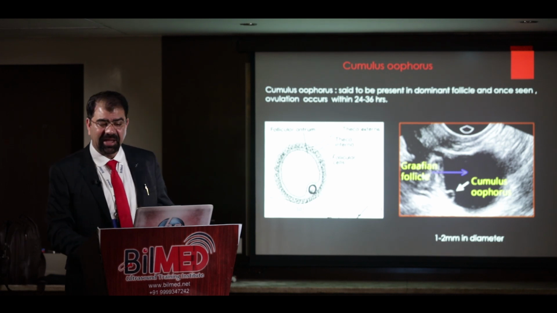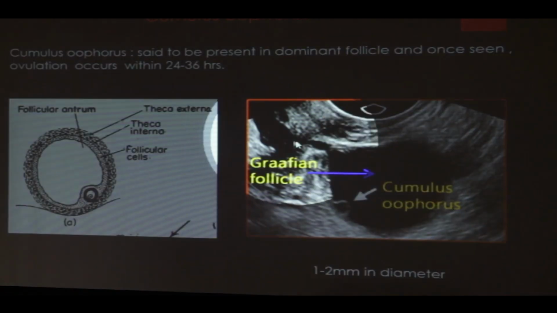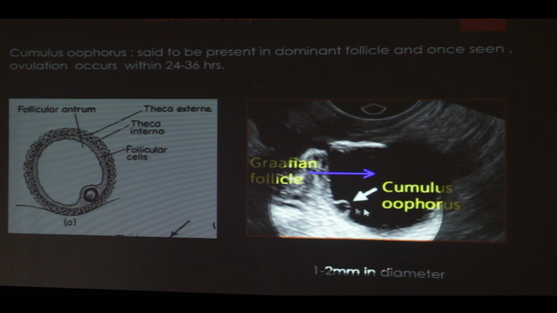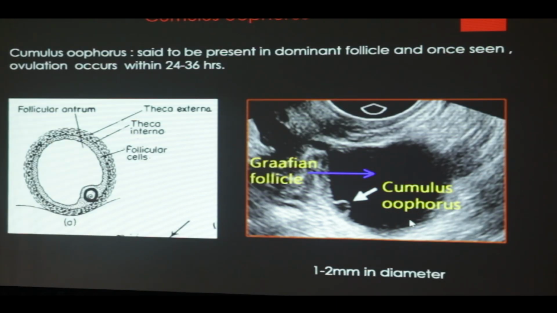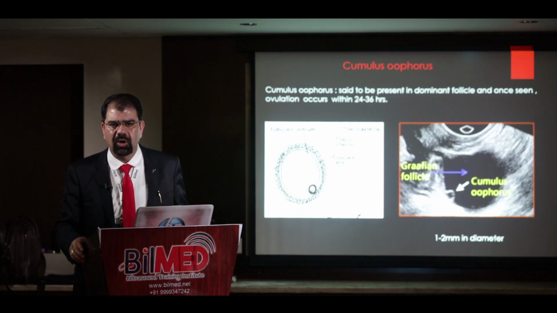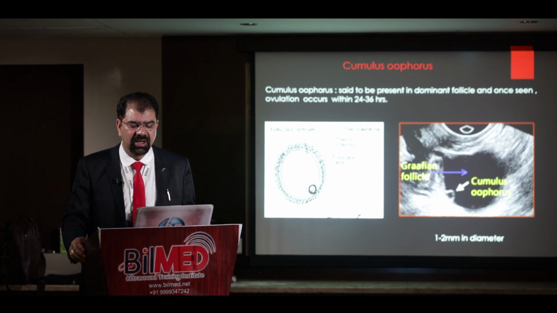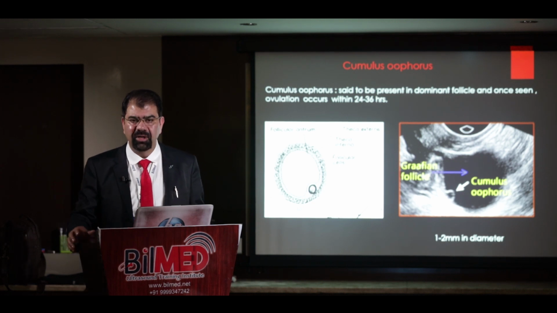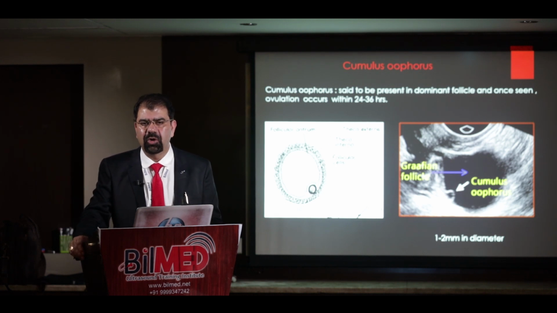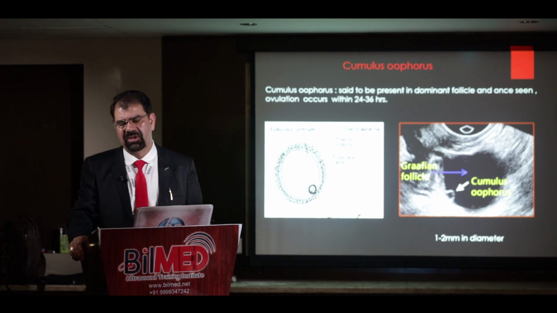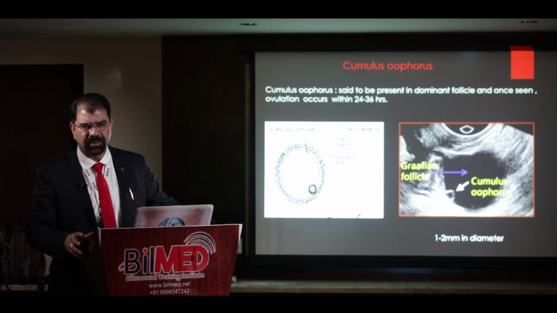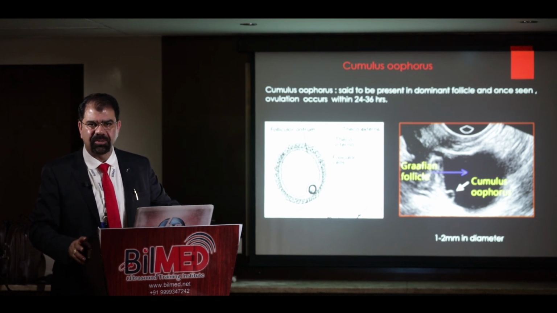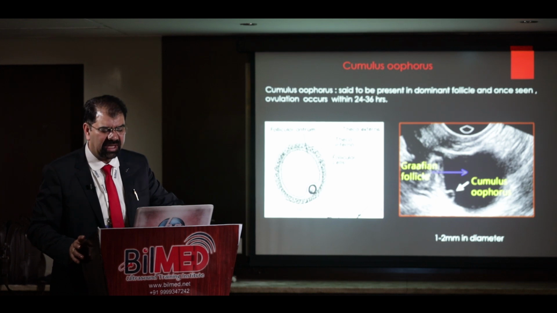So, there can be a cumulus oophorus. If I am seeing a cumulus oophorus, which is not very big but very small, 1 to 2 millimeters only, that is the predictor for ovulation. It means that this is matured, about to rupture. In the next 1 if not 2 days it will rupture. So, 1 to 2 days it will rupture, and mostly it will rupture within 24 hours only if I see a cumulus oophorus.